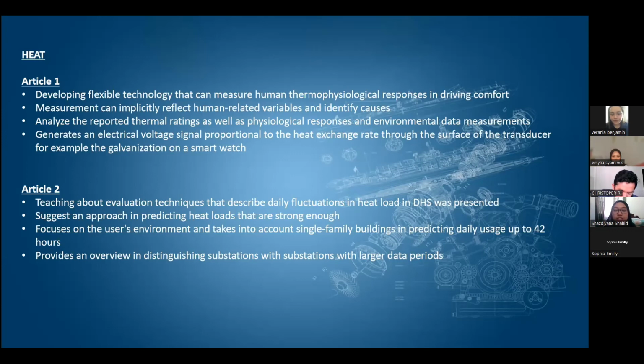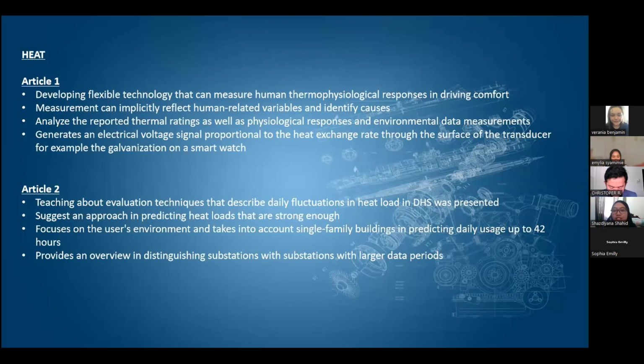In the meantime, implicit measurement also analyzes the reported heat rating as well as physiological response and environmental data measurements. This can also generate an electrical voltage signal proportional to the heat exchange rate through the surface of the transducer, for example, the galvanization of a smartwatch.